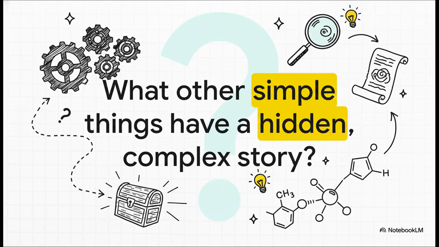So, the next time you see something that looks simple, I want you to remember the reaction mechanism. What looks like just a single, straightforward event is almost always a hidden story, a complex sequence of steps happening under the surface. It makes you wonder, right? What other simple things in your world have a secret, complex story just waiting to be discovered?